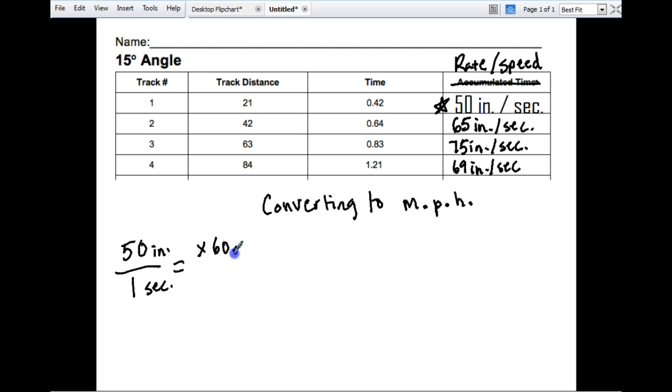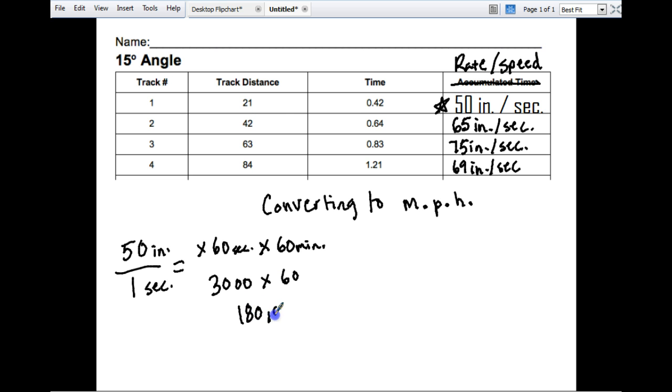So this 60 represents seconds in 1 minute. Then I'm going to times it by 60 again, because this answer will be in minutes, and I want to know what it was in an hour, and there are 60 minutes in 1 hour. So when you times 50 times 60, you get 3,000. Then I'm going to times it by 60 again, for the minutes, because there are 60 minutes in an hour, and you get 180,000.